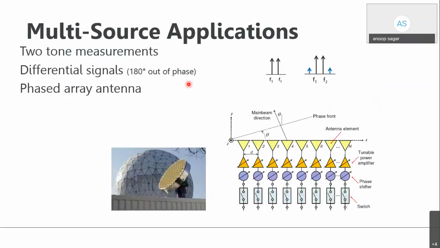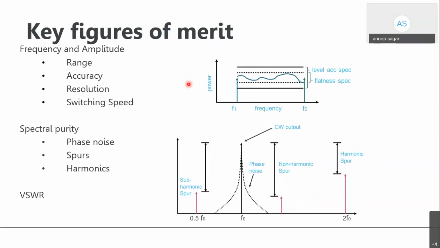node Bs. Then another application is multi-source application. Like when you are doing an intermod IMD measurement or passive intermod measurement, you require two tones. You can generate them with the help of signal generator. In a multi-source application, there is another application for phased array antenna. If you are designing any phased array antenna and you want to steer the beam, then it requires signals with different phases. So you can generate them with the help of signal generator. So this is for multi-source application.